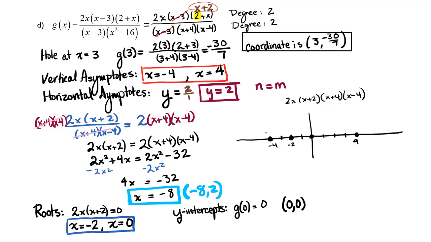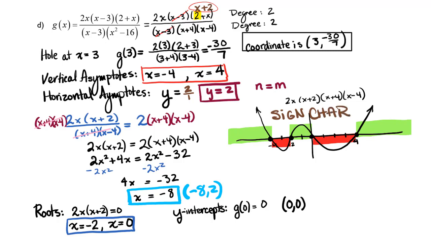And I know a degree 4 function will start on the top left, wiggle through the roots, and leave from the top right. So my signs will be positive from -infinity up to -4, and from -2 to 0, and also from 4 to infinity. The only intervals on which the function is negative are from -4 to -2, and from 0 to 4. Now remember, this is only my sign chart. This does not tell me what the graph looks like.